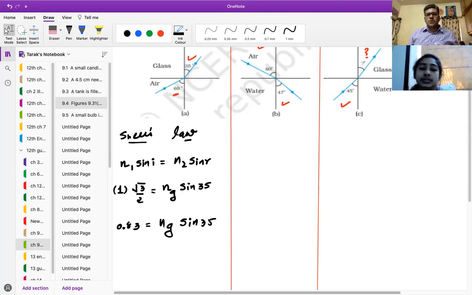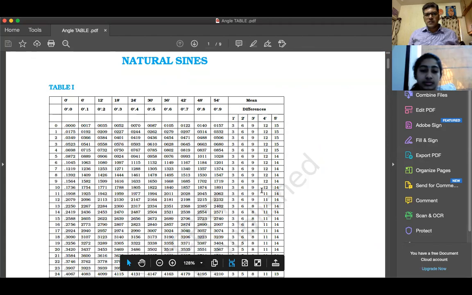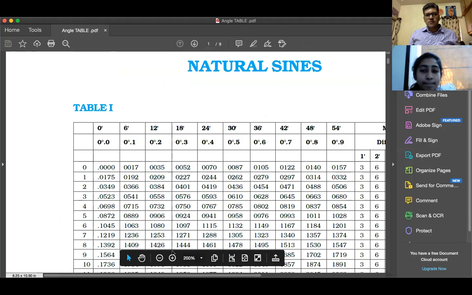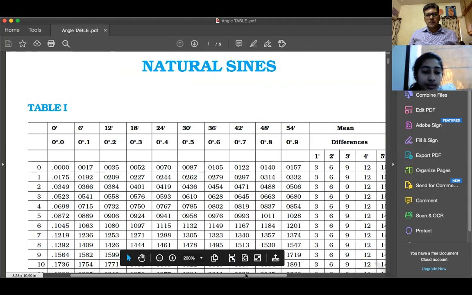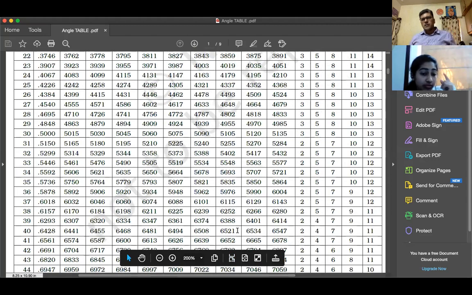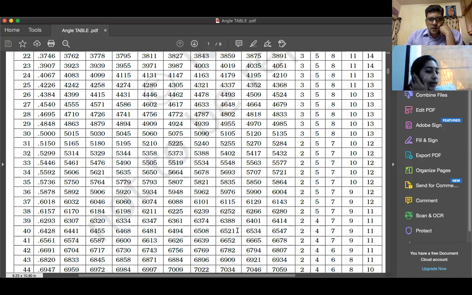I am sharing these new values of sine with you. In front of you there is a table of natural sines. We have to see sine 35, so where will you find sine 35? Here. It is 0.5736. Is there any minutes? No, it is 35 degrees only. So it is 0.5736.